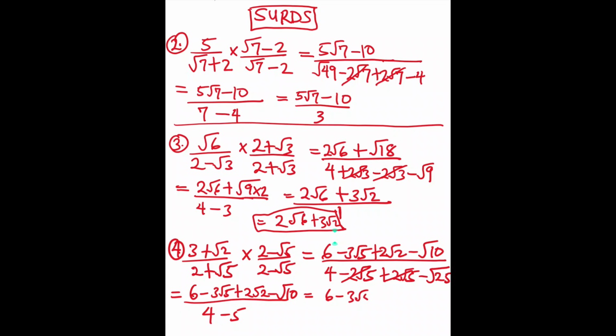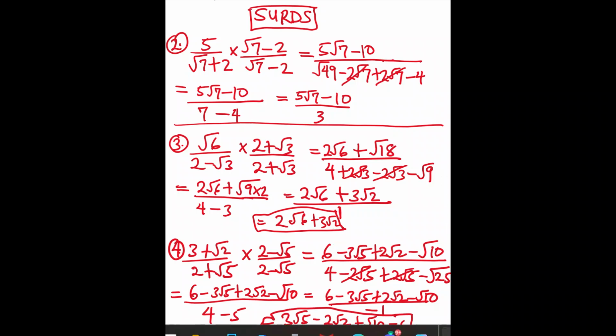So that will be equals 6 minus 3 root 5 plus 2 root 2 minus root 10 over minus 1. So when we multiply through by minus 1, we're going to rewrite it as 3 root 5 minus 2 root 2 plus root 10 minus 6. Okay, so this will be the answer.